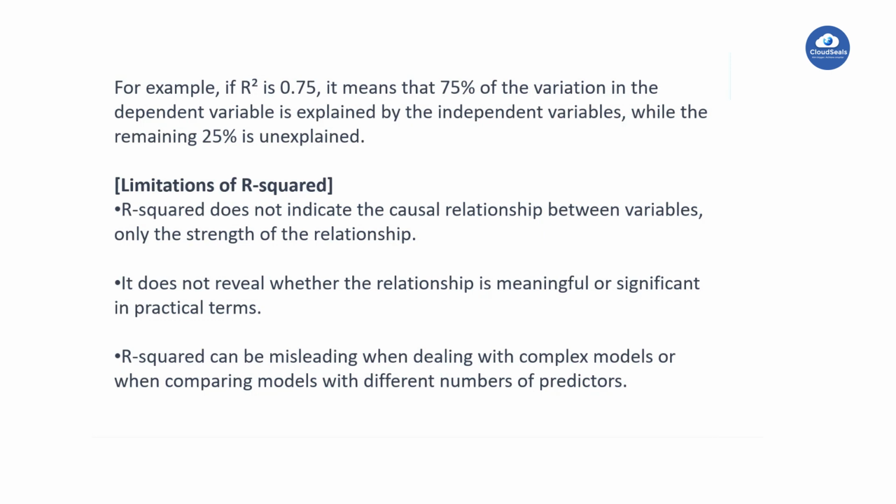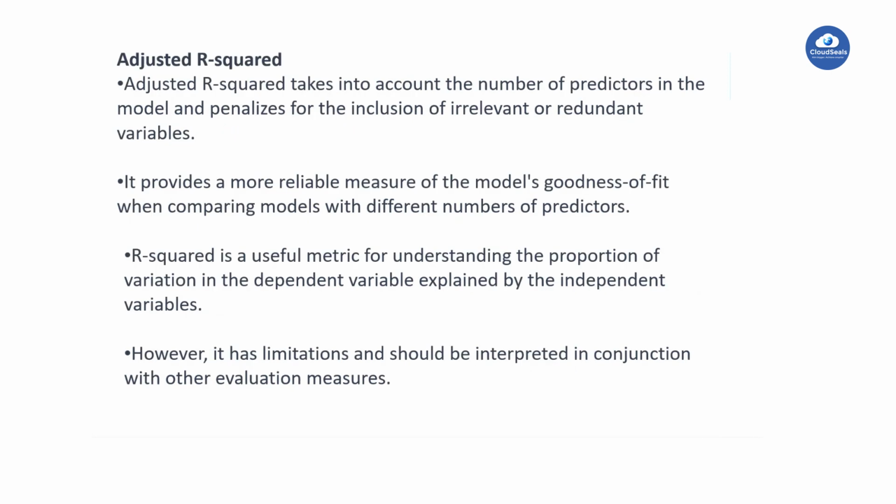also, based on those features, if this R squared value says yes, there is some relation between the input and output, that is 80%. But whether it is meaningful or not, it won't be explained. So R squared can be misleading when dealing with complex models. For a simple model, it's okay. Whenever a complex model comes, at that time there is a chance that the R squared value will mislead us. These are some limitations of the R squared value.